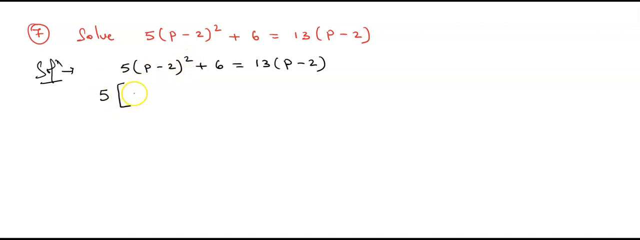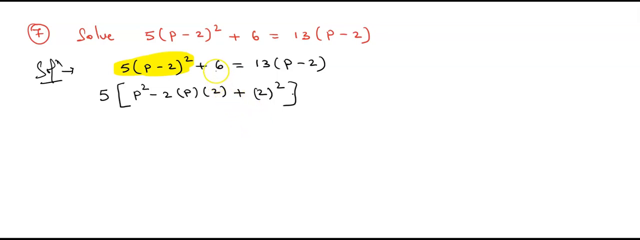So what is a minus b whole square? A square minus 2ab plus b square. Here a means p, b means 2, that is a square minus 2 into a into b plus b square. B square means 2 square. Okay, so I'll close the bracket here, because as you can see, please be careful, it is 5 into p minus 2 whole square. That means 5 is multiplied by p minus 2 whole square.